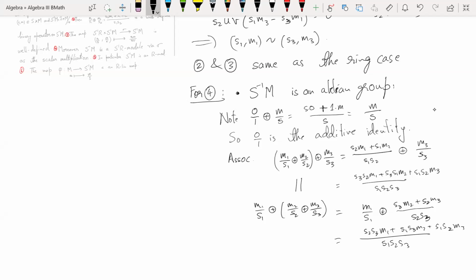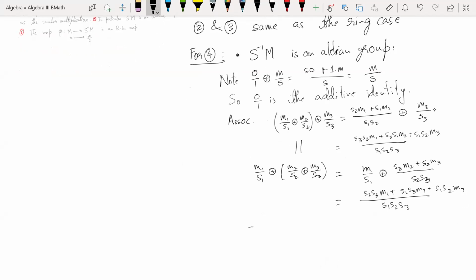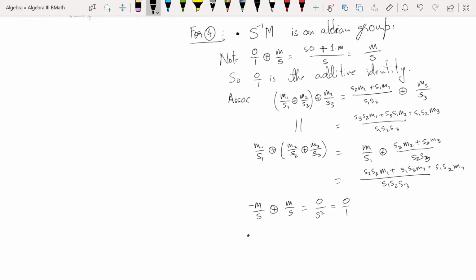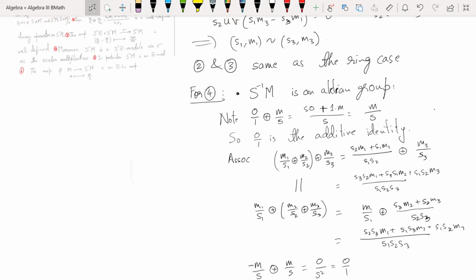Similarly, you can see that it is commutative, and the negative exists. So minus M over S plus M over S is 0 over S square, which of course is the same as 0 over 1, because the difference is 0. So 0 over 1 and 0 over S are all the same. So this is indeed an abelian group. S inverse M is an abelian group, and then you have to check all the module axioms.